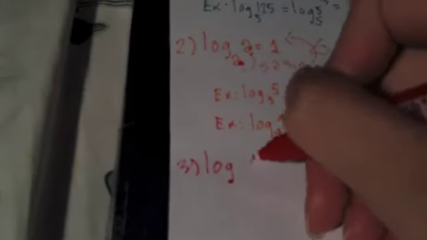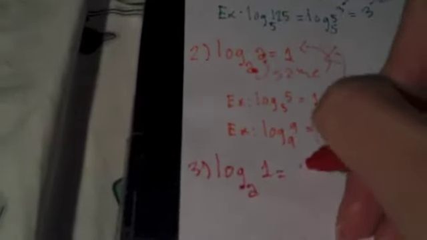So the second property, I'm sorry, the second property is log a in base a is equal to 1. The third property is log 1 in base a is equal to 0.